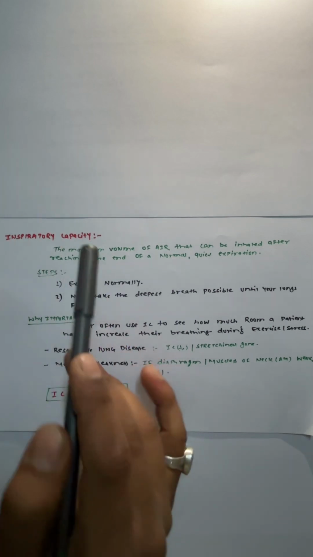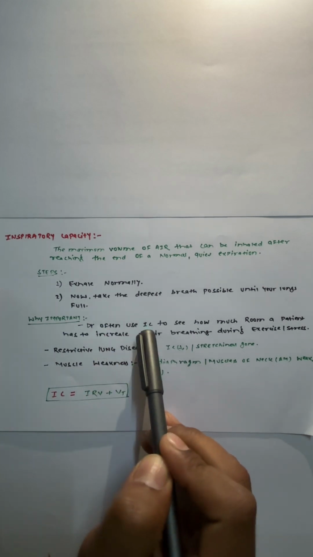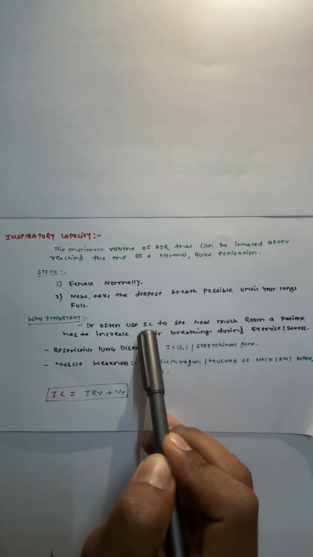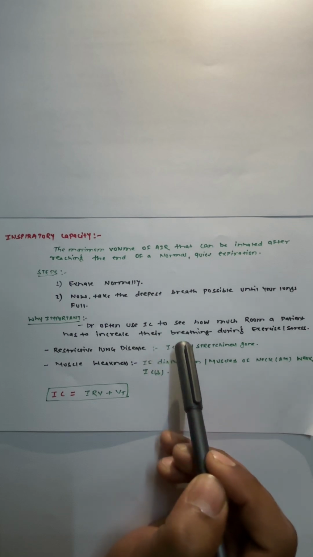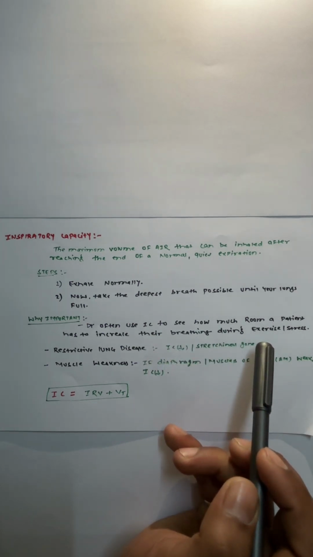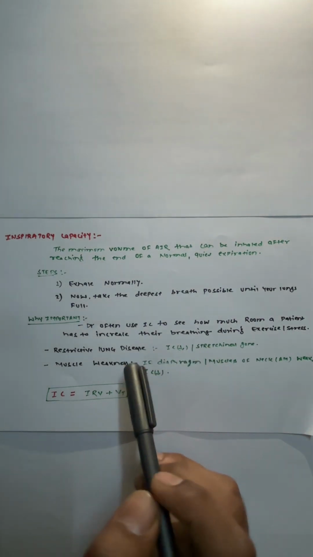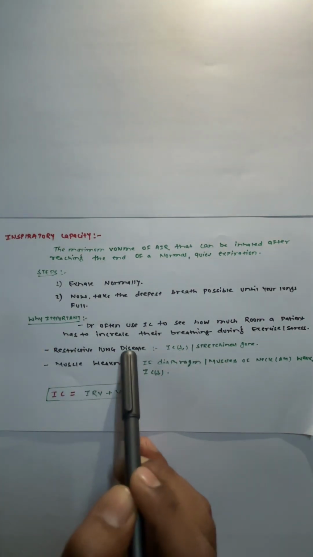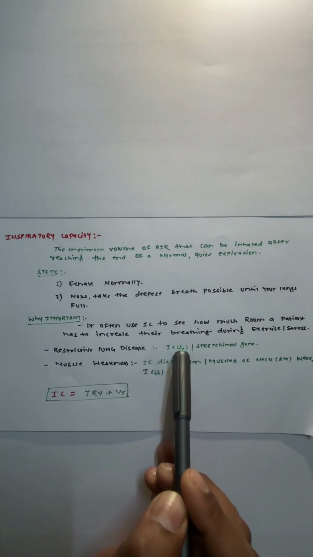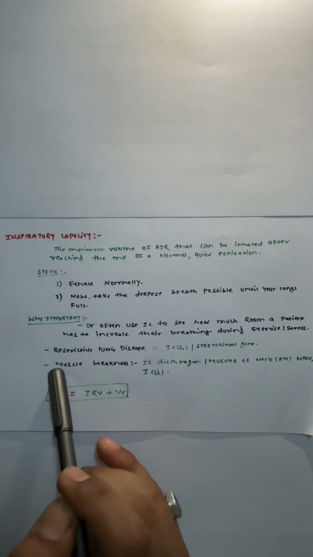Now why is inspiratory capacity important? Doctors often use inspiratory capacity to see how much room a patient has to increase their breathing during exercise or stress. We see that in restrictive lung disease the inspiratory capacity decreases because the stretchiness of the lung has gone.